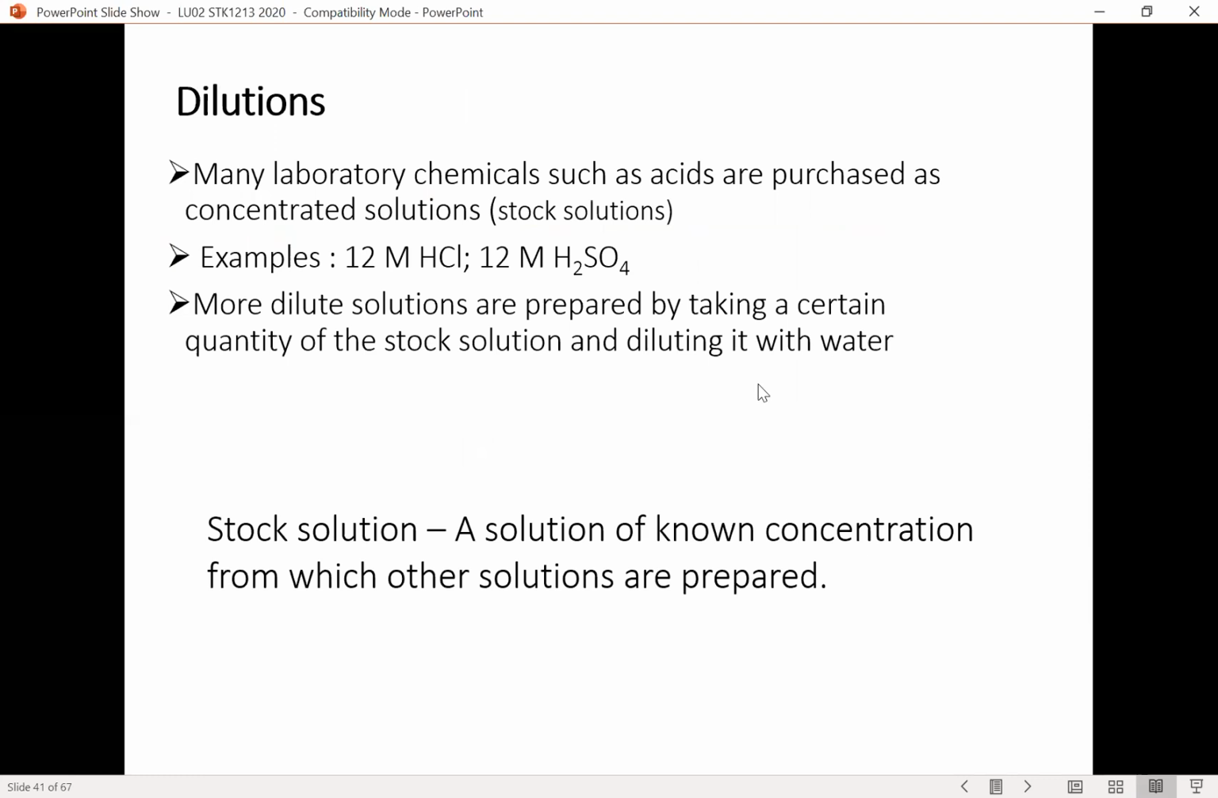Another way for you to prepare solution is through dilution. Many laboratory chemicals, such as acid, are purchased as concentrated solution, or what we can also call stock solution. For example, hydrochloric acid is normally supplied in 37% or 12 molar. 12 molar is a very concentrated acid. The same goes with other acids and bases.